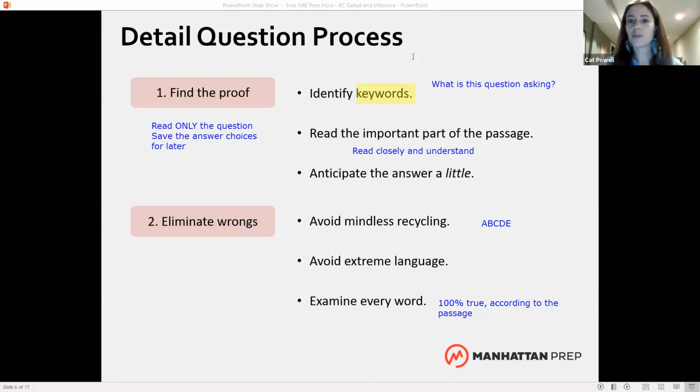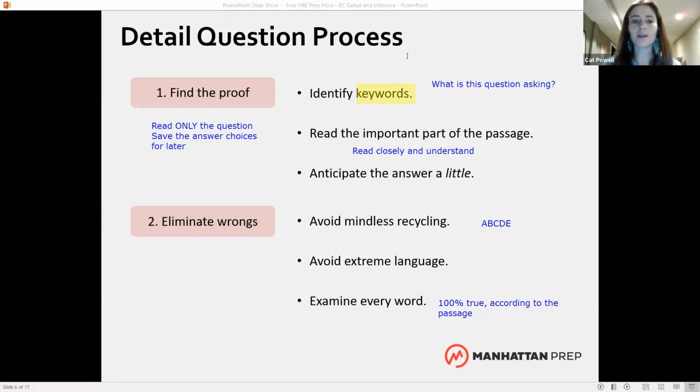I think we should try one. That was a lot of me talking. I imagine a lot of this is going to feel clear when we look at a question. Any questions before we do jump into solving some problems? All right. So I'm going to give you a passage, and I'm going to give you just the question.